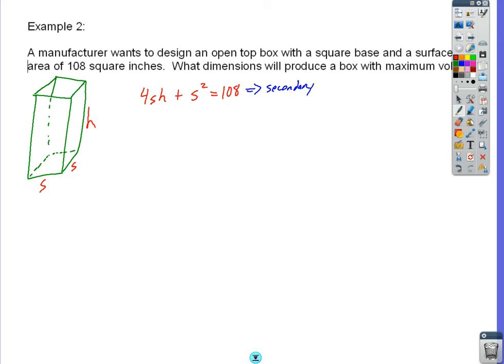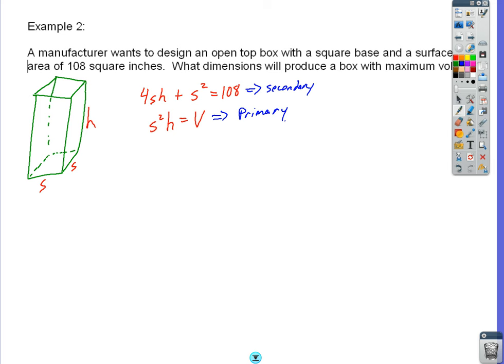Finally, next I want to maximize my volume. So that means that to find volume, that's S squared times H is equal to my volume. That one is going to be my primary. All right, that's the first step. Second step was finding my equations.